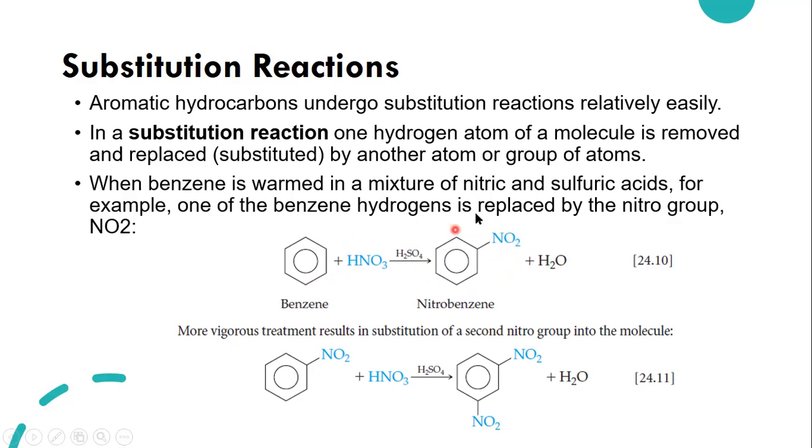That is why, if a substitution reaction happens to a certain aromatic hydrocarbon, it will be renamed according to the group that substituted the hydrogen. Like in this example, the substituent is a nitro group, so it could be renamed as nitrobenzene.